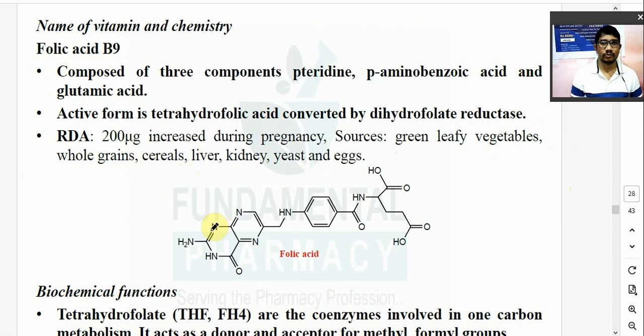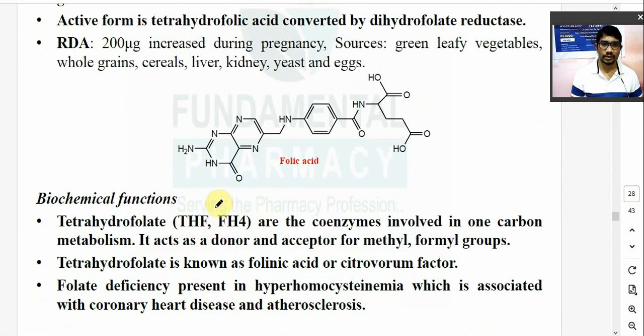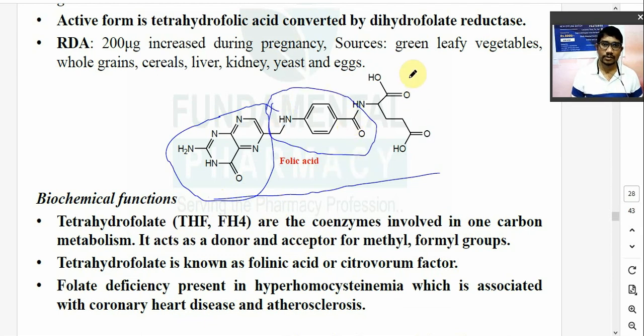You can see the structure of folic acid here. This one is known as the pyridine ring. This is para-amino benzoic acid. This is known as glutamic acid. There are three components.